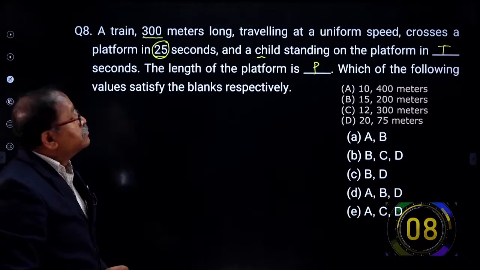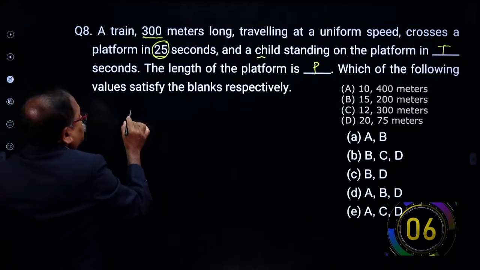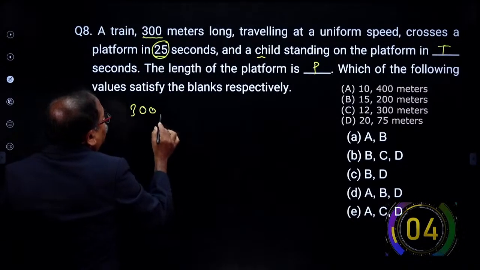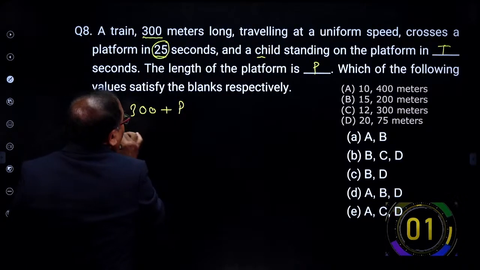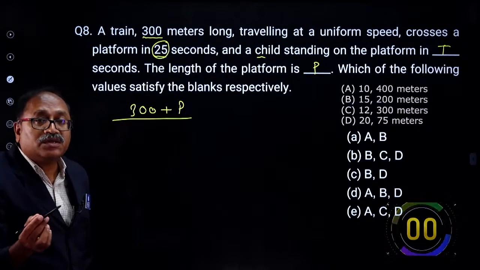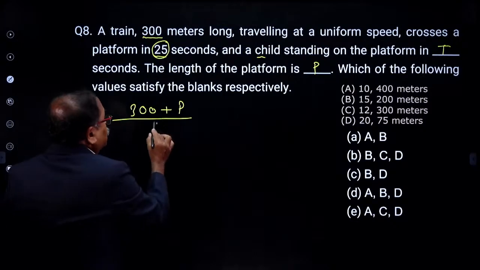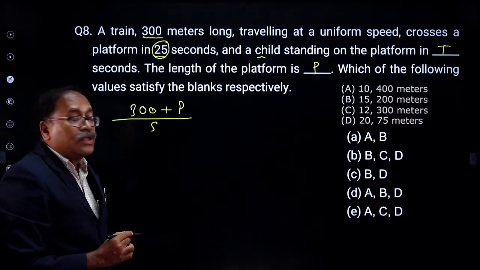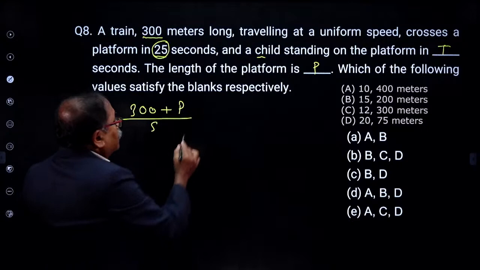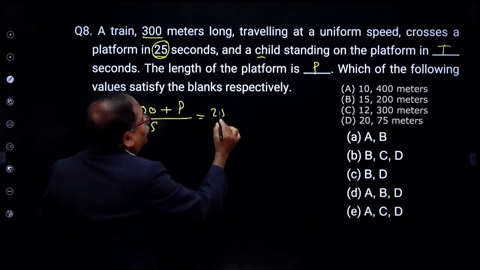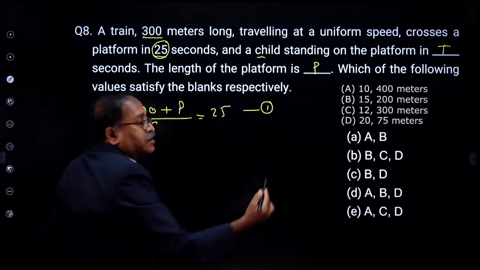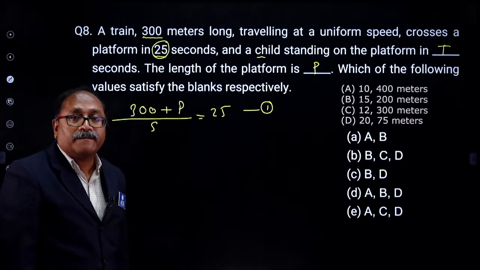25 seconds. So the total distance is 300 plus the length of the platform, P. I don't know what the speed is, so let's consider the speed is S. So the total platform it crossed in how many seconds? 25 seconds. That is my first equation.